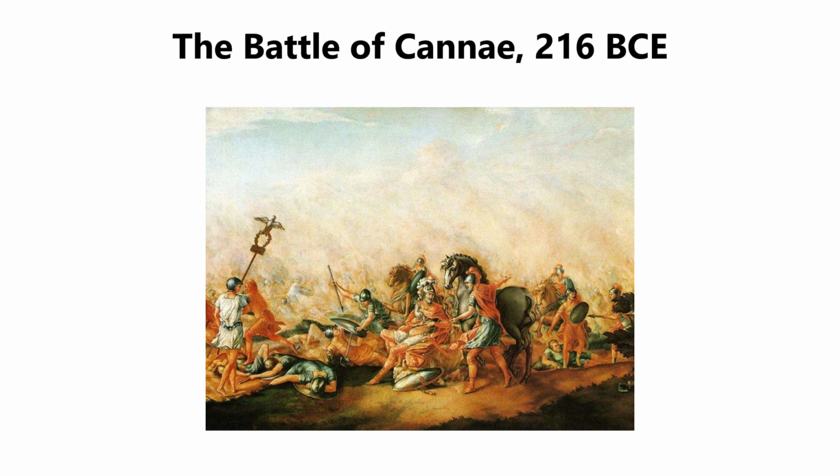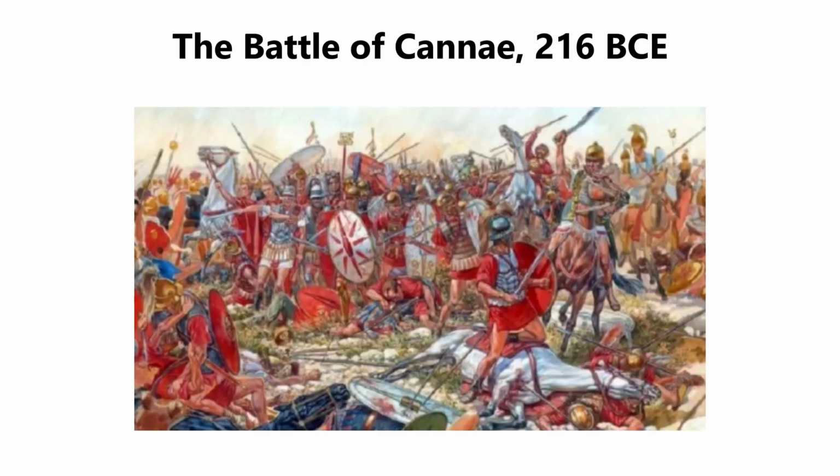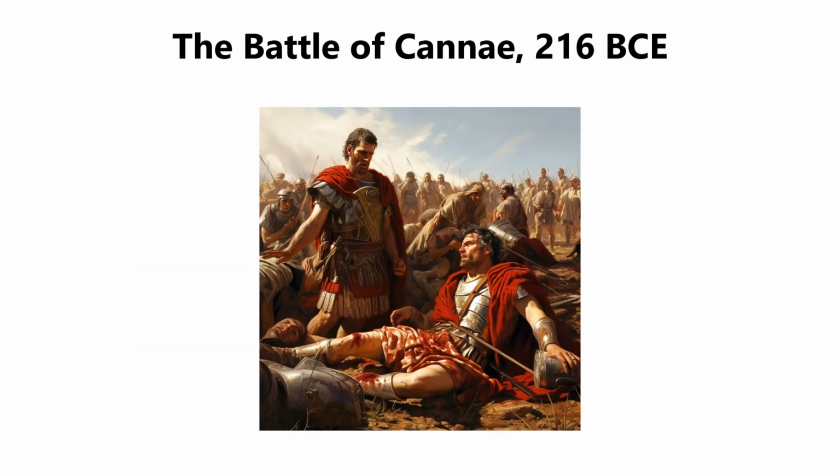stronger forces. The Carthaginian cavalry, which was positioned on the wings, then charged and attacked the Roman forces from behind. The Romans were trapped in a pincer movement, and despite their numerical advantage, they were encircled on all sides. The battle turned into a massacre. Of the 80,000 Roman soldiers, it's estimated that around 50,000 to 70,000 were killed or captured in a single day. The Romans lost nearly all their soldiers, and Hannibal's victory was total.